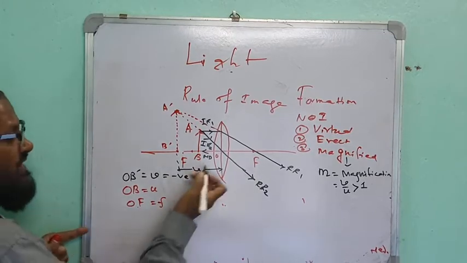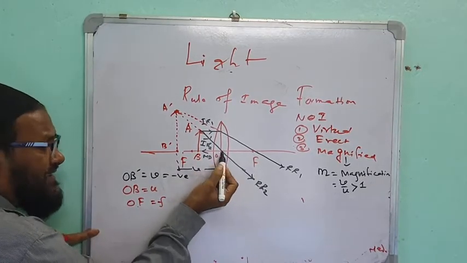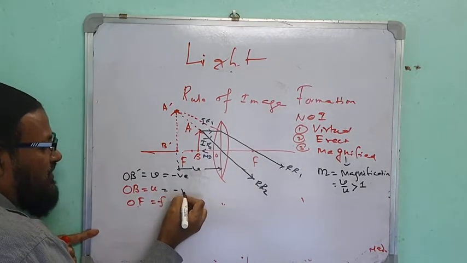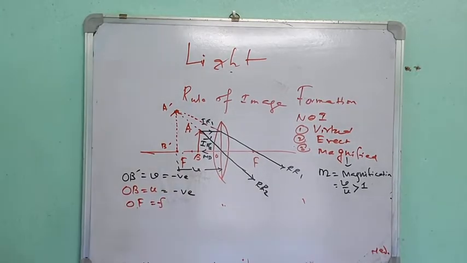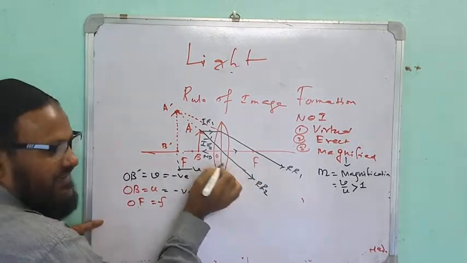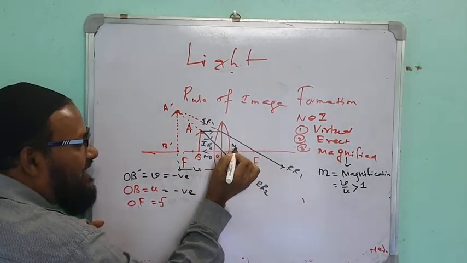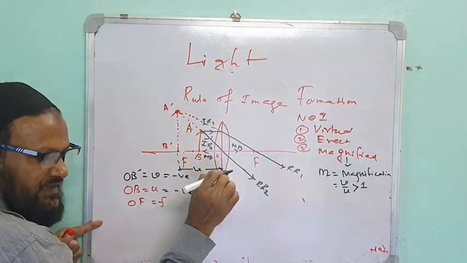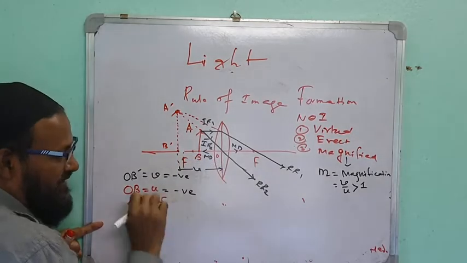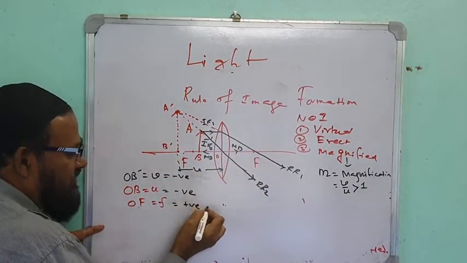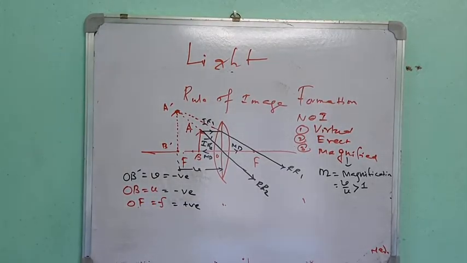What is U? From here to here, this is U. This is the measurement direction, and this is the incident ray. Therefore this is also negative. But in this case, this is the measurement direction, and the measurement direction and incident ray are the same, so this is positive. Is it clear? Okay, next one.